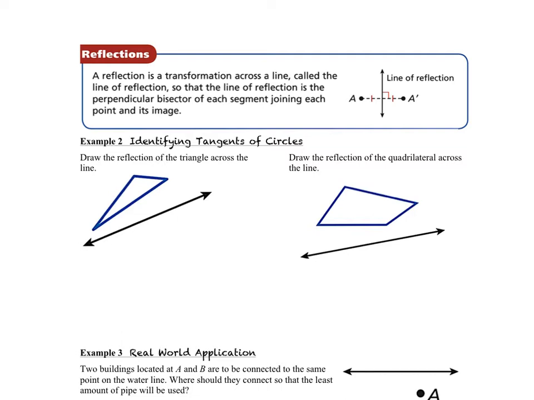So it says, example 2, draw the reflection of the triangle across the line. So I'm drawing the reflection, a mirror image of this triangle. So it would look something like that across that line. The second one there was a little bit harder to reflect, but I think I got it close enough.